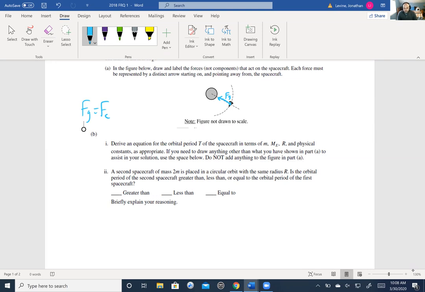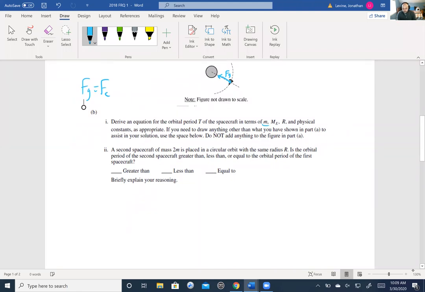Now for part B-I, it says derive an equation for the orbital period in terms of m, m_E, r, and physical constants. When they say physical constants, that really refers to any constant that we're given on our reference sheet, as well as any known value. For example, the acceleration due to gravity near the surface of Earth is 9.8 meters per second squared. We denote that by little g, which is a physical constant.